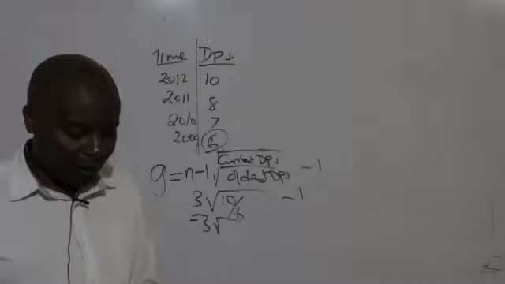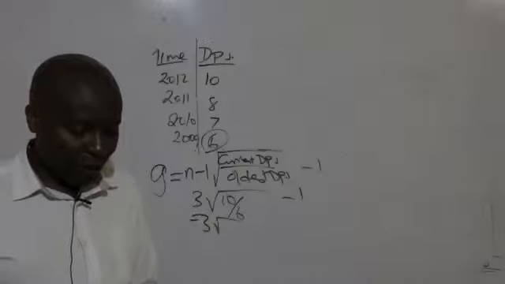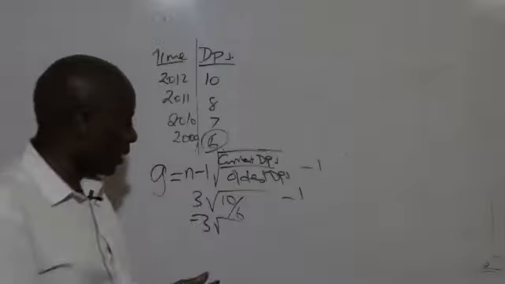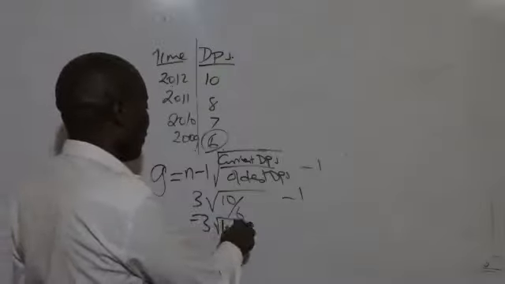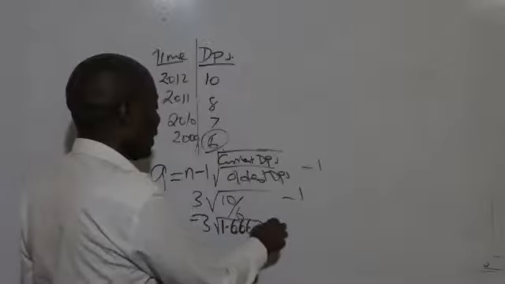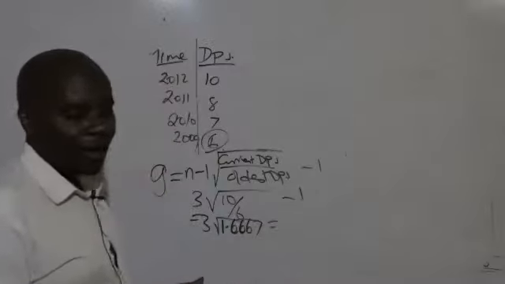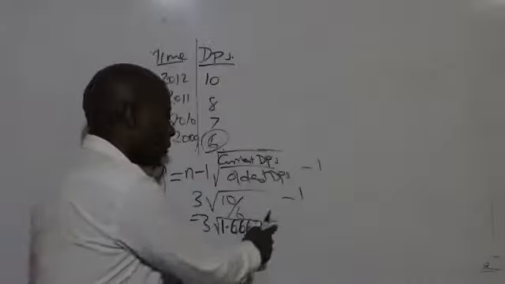So you come here and tell us 10 divided by 6. So we have here 10 divided by 6, which at the end of the day will give us 1.667, what here? 7. So we have here 1.6667 like that. So whatever we get, don't forget to subtract 1.